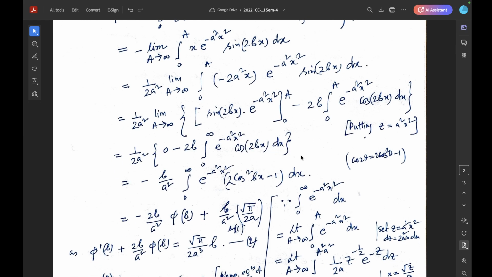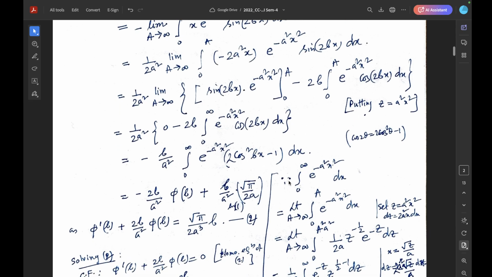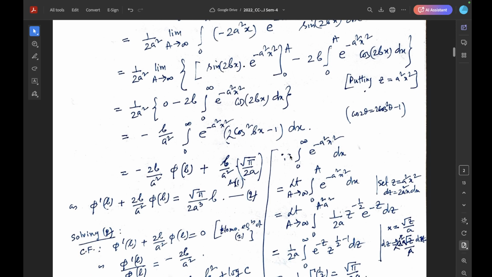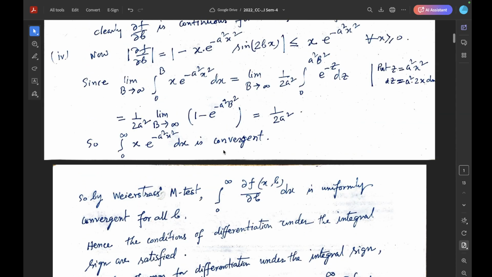Now cos 2bx is equal to 2 cos square bx minus 1, so the 2 cancels, so we get b by a square minus b by a square times the integral from 0 to infinity of e to the power minus a square x square into bracket 2 cos square bx minus 1. Now this minus 2b by a square and this integral from 0 to infinity of e to the power minus a square x square cos square bx dx is equal to phi(b).